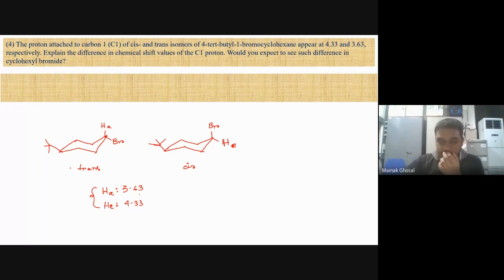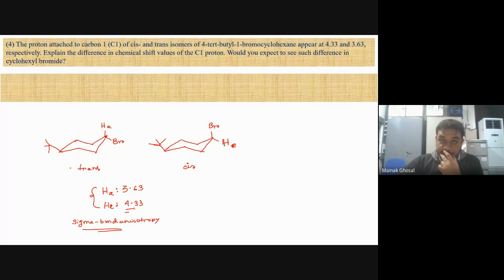Why does that happen? One reason, just one thing. This is the sigma bond anisotropy. I have explained the same question in the previous week's assignment also. The sigma bond anisotropy will make this HA and HE different here. The HE will be more deshielded because it is parallel to this sigma bond, so this will come at a higher delta value.